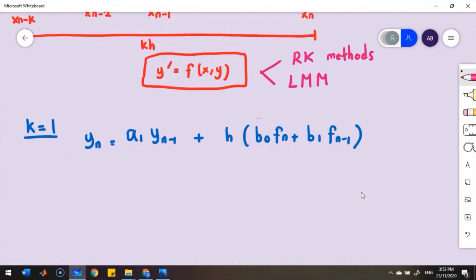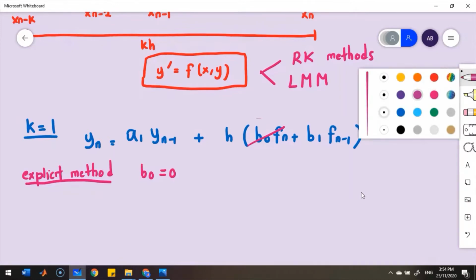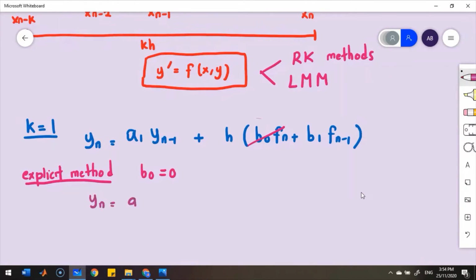The first method that we want to derive will be my explicit method. Now I've told you, to derive the explicit method, my b0 must be equal to 0, meaning I don't have this term here. So if I don't have this term here, what would I have? I will have yn equals a1 yn minus 1 plus h b1 fn minus 1.